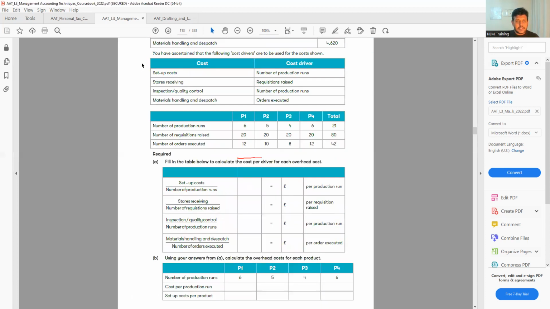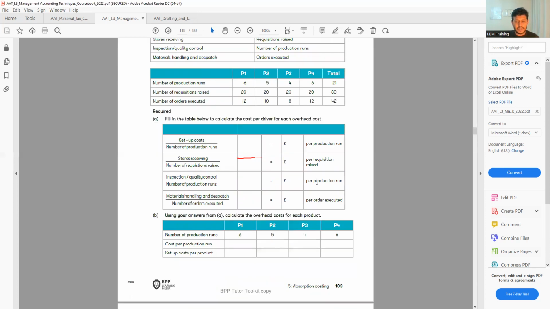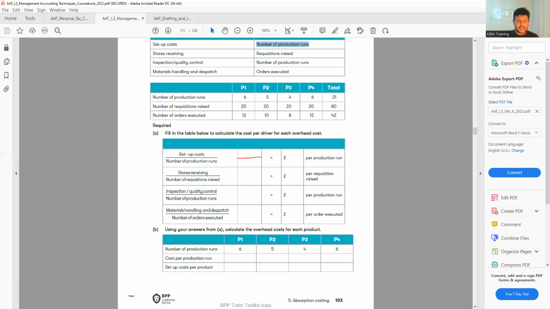And the setup cost is linked with the cost driver. They said number of production runs. So we ask, okay, how many production runs do we have? Let's have a look. So we have a setup cost of 5250. And number of production runs is 21. So how much would be the cost per production run? 250.